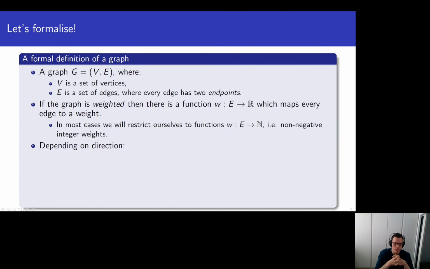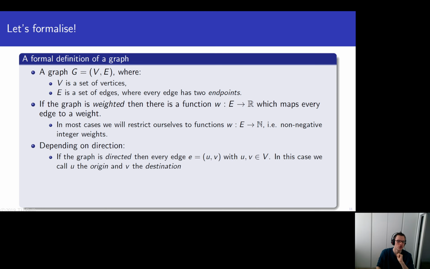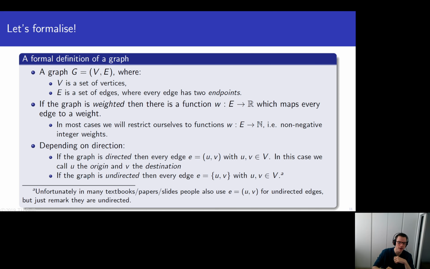Now then, depending on whether it's a directed graph or not, every edge E, if it's a directed graph, is a tuple. And then we have what we call an origin and a destination, sometimes a source and a destination, but usually origin and destination. If the graph is undirected, then we don't have a tuple, but we have a set, because the ordering doesn't matter.